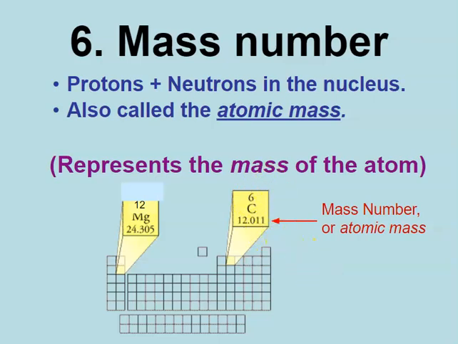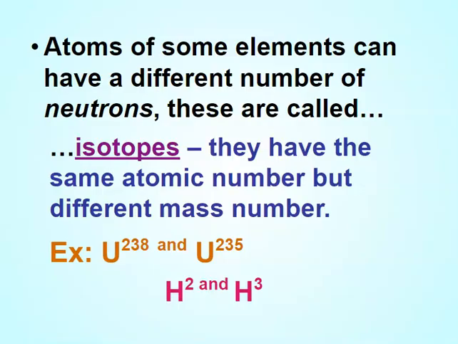Now, the number of protons and neutrons are not always the same in every atom. So some elements can have different versions of them that have different numbers of neutrons. So these are called isotopes. Here's a couple of examples. So uranium is found as uranium-238 and also as uranium-235. Hydrogen can be found as H1, H2, or H3. These numbers represent the mass number, okay?